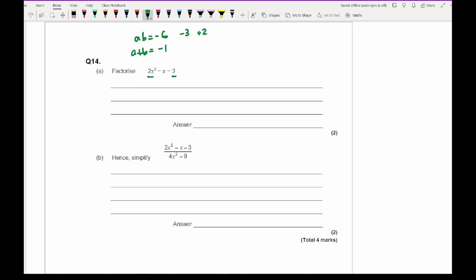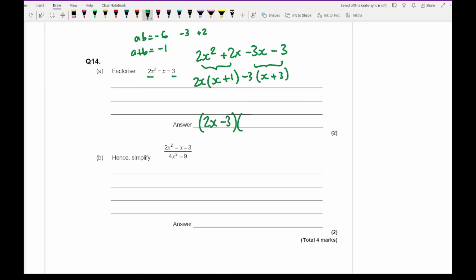So then looking at which numbers pair up nicely, so I've got 2x squared plus 2x minus 3x minus 3. Factorizing these two things, I get 2x, and I've got x plus 1. And factorizing these two things, I've got minus 3, and x plus 1. Should be a minus there. So then I've got 2x minus 3, and what have I done there? Let me just correct that, like so, and then I've got x plus 1.